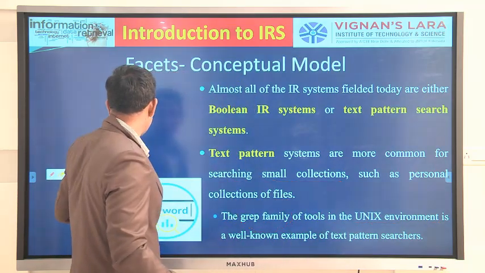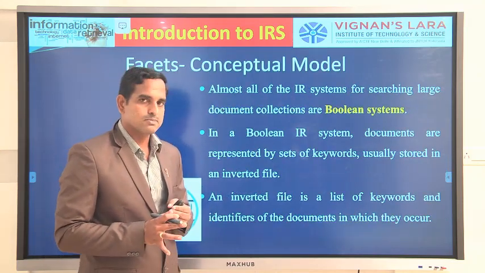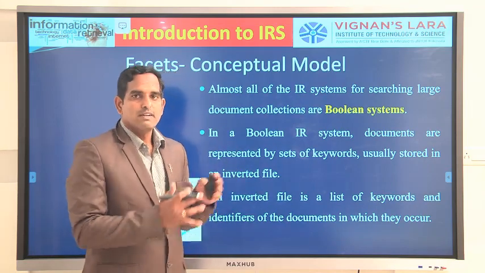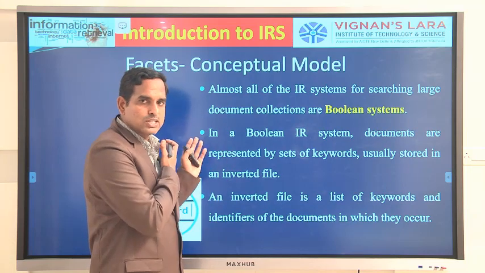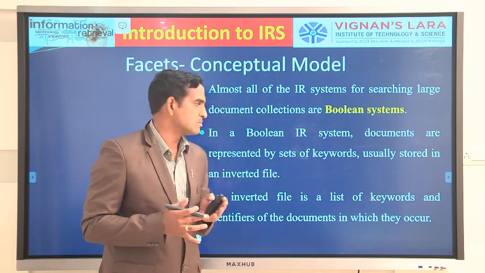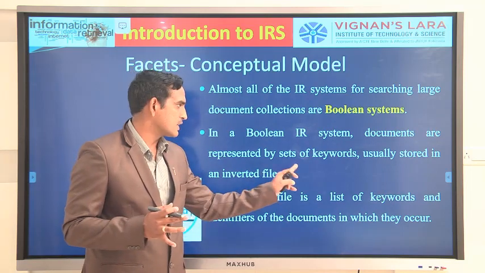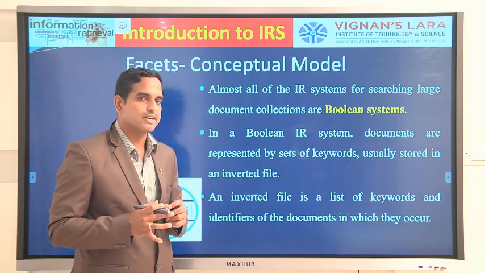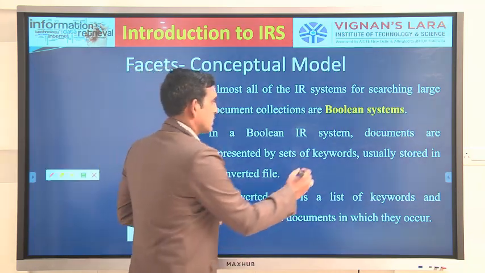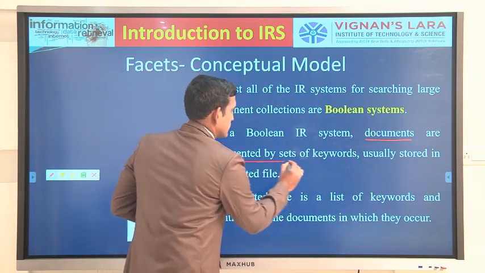The next one is Boolean systems. Almost all of the information retrieval systems for searching large document collections are Boolean systems. For searching small collections of items, we use the text pattern search. For searching large collections of items, we use Boolean systems. In a Boolean information retrieval system, documents are represented by a set of keywords, usually stored in an inverted file. So whatever documents you have as part of the information retrieval system are represented by a set of keywords.